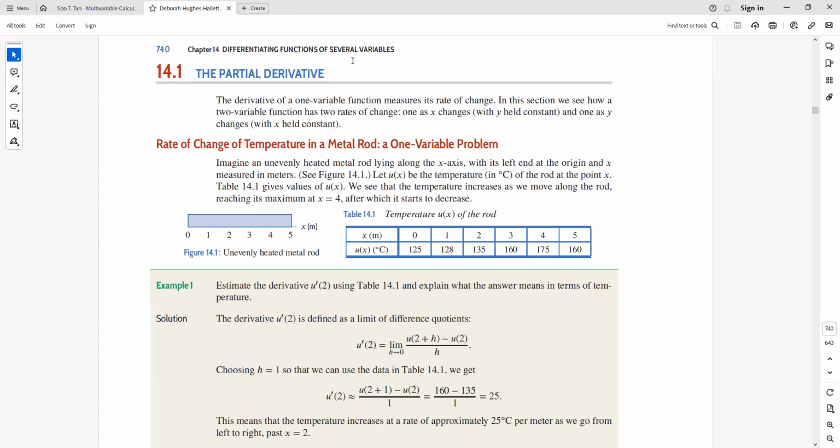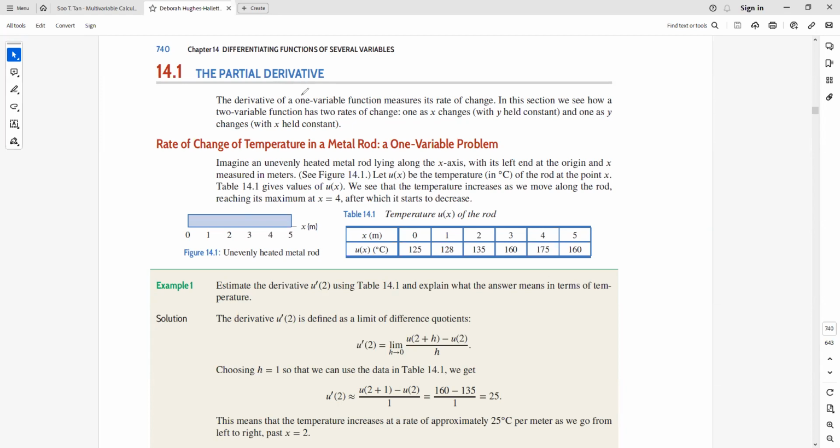Hi and welcome to a lesson of multivariable calculus. And today we are going to talk about the partial derivatives. We are familiar with the ordinary derivatives, and we know how to find the derivatives of a function of a single variable. Now, in this class, we will discuss how to find the derivatives of multivariable functions.